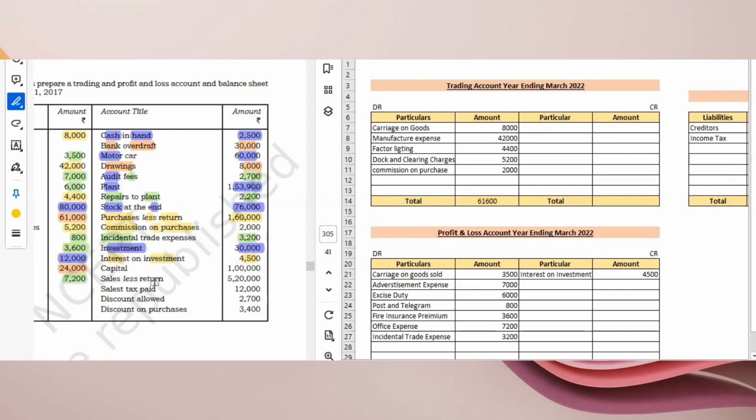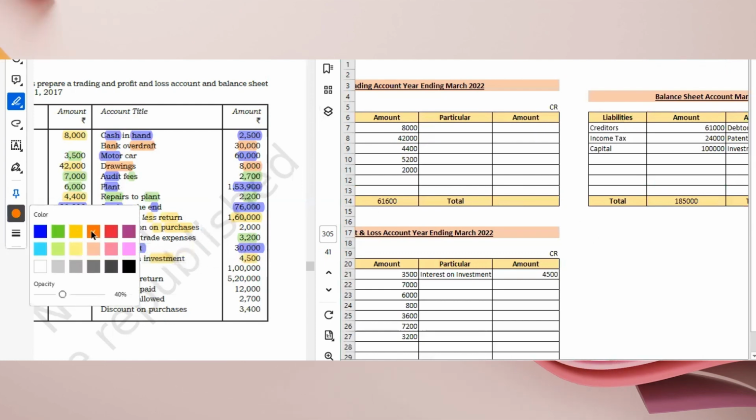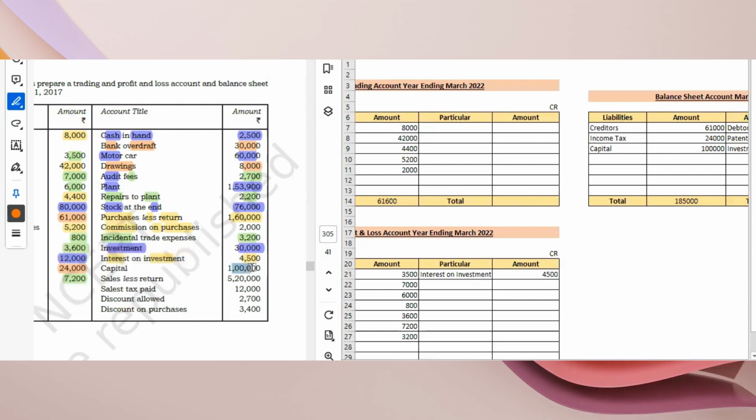So next item you can see, or directly you can close it off one by one. Capital. This is nothing but your liability. Capital is your liability account. It is a liability to the business. So you have to pay your proprietor who has invested it. So capital, 1,00,000 rupees. It is under red. You have to give it back.